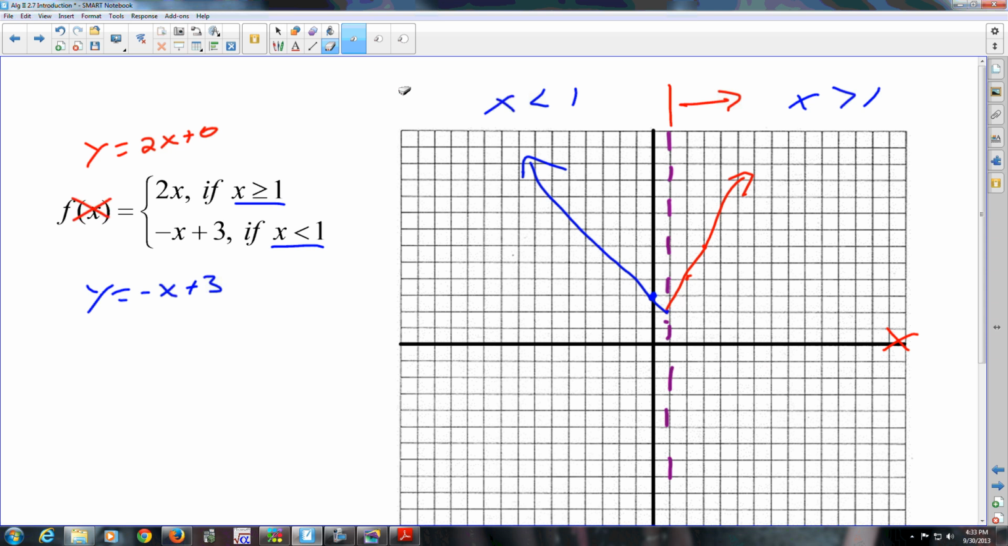Now, technically, what's going on here is at the end of this one, I'm supposed to have a closed circle because it has an equal sign with it. And on the end of the other one, I'm supposed to have an open circle on the end of the blue one. But the open circle is filling the closed circle, so it really doesn't matter. In this particular problem, having an open circle and a closed circle, one just fills the other.